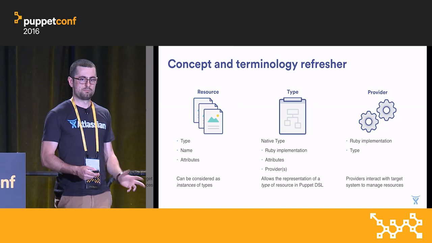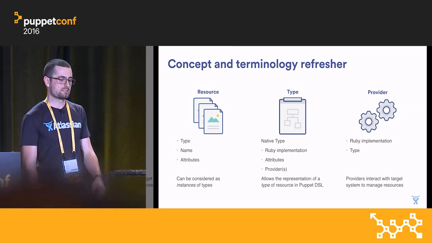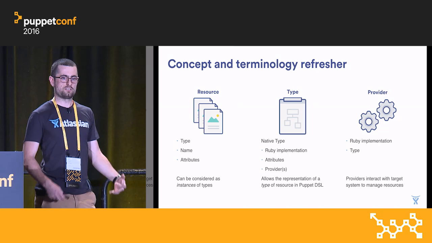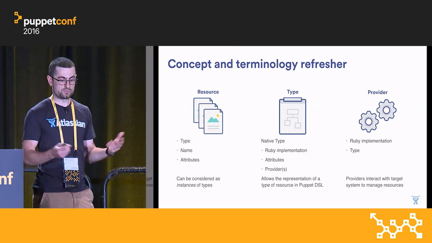So we have the idea of resources. Resources are instances of a type. You'll have many file resources in your manifest. They're associated with a type, they have a name, and they have attributes. Then we have a type. A type allows us to represent resources. It tells Puppet how to accept resources in the DSL, in your manifest files. Native types have a Ruby implementation associated with them. All types have a Ruby implementation associated with them.